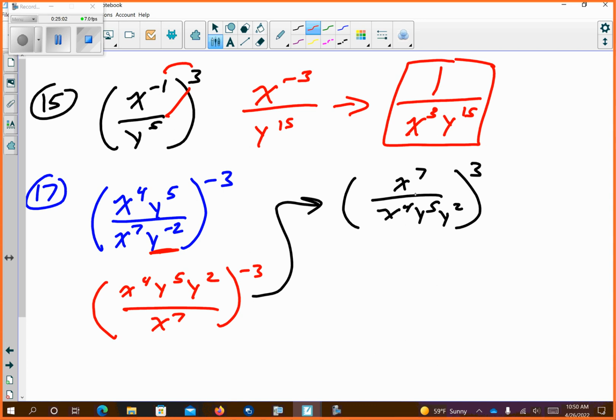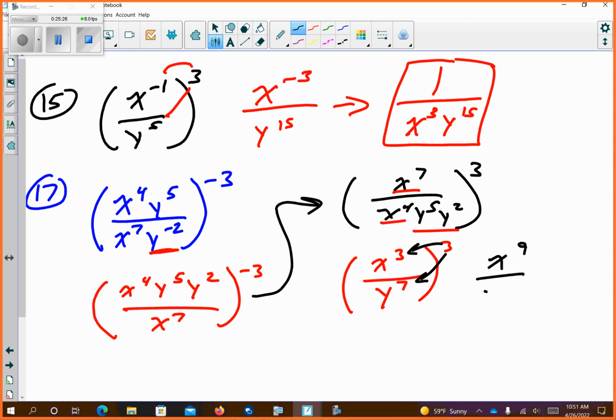So tug of war with the x's. Who wins, top or bottom? Top by how many? 3. I can't tug of war with the y's because they're both on bottom. So how many y's are on bottom? 7. And I still have the 3 out there. So now that 3 becomes a power to a power. So this will multiply here, and this will multiply here. So I get x to the 9th over y to the 21st.